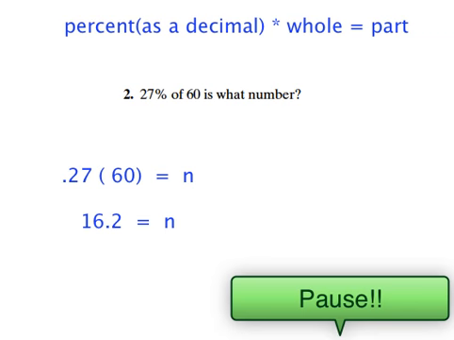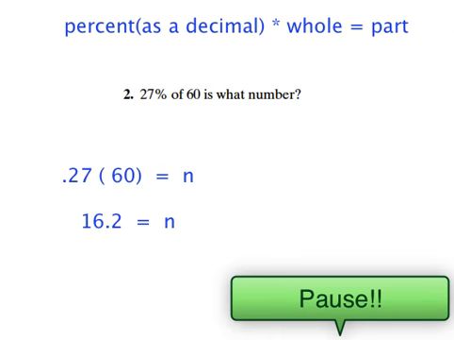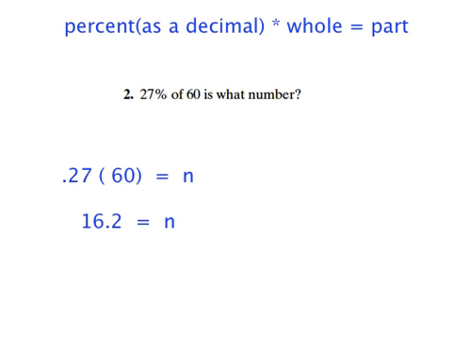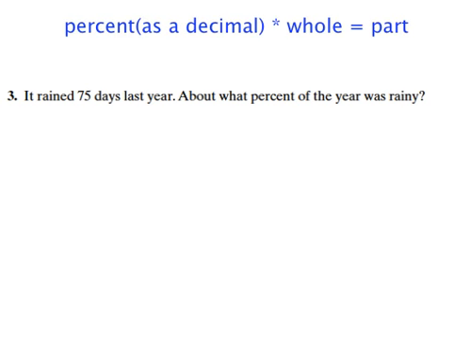Pause the video if you need more time to copy down the notes. Remember to write a question down that we can discuss in class tomorrow. Number 3. It rained 75 days last year. About what percent of the year was rainy? Try this problem on your own. Here's a hint. You have to know how many days there are in a year.